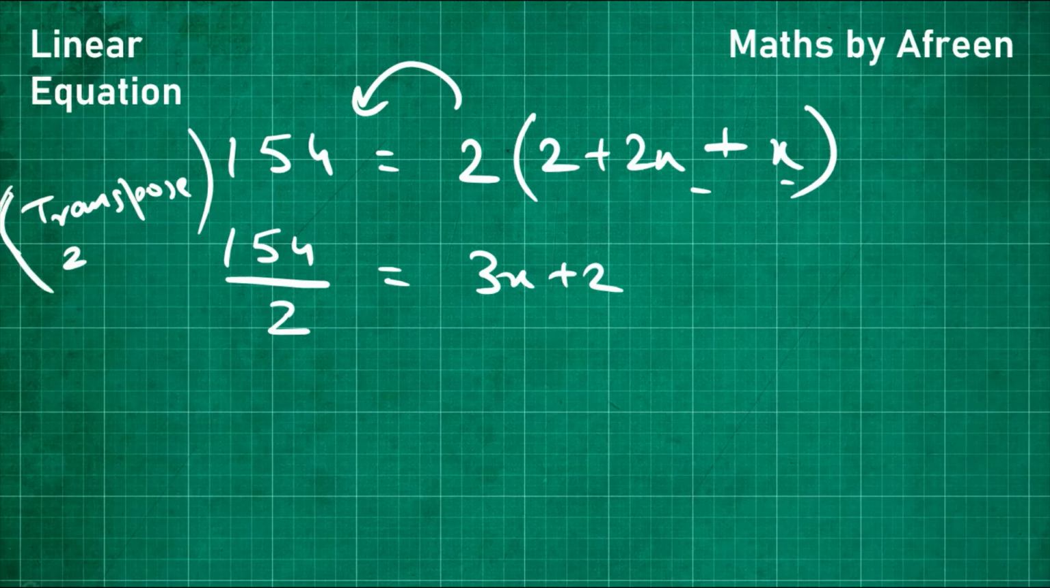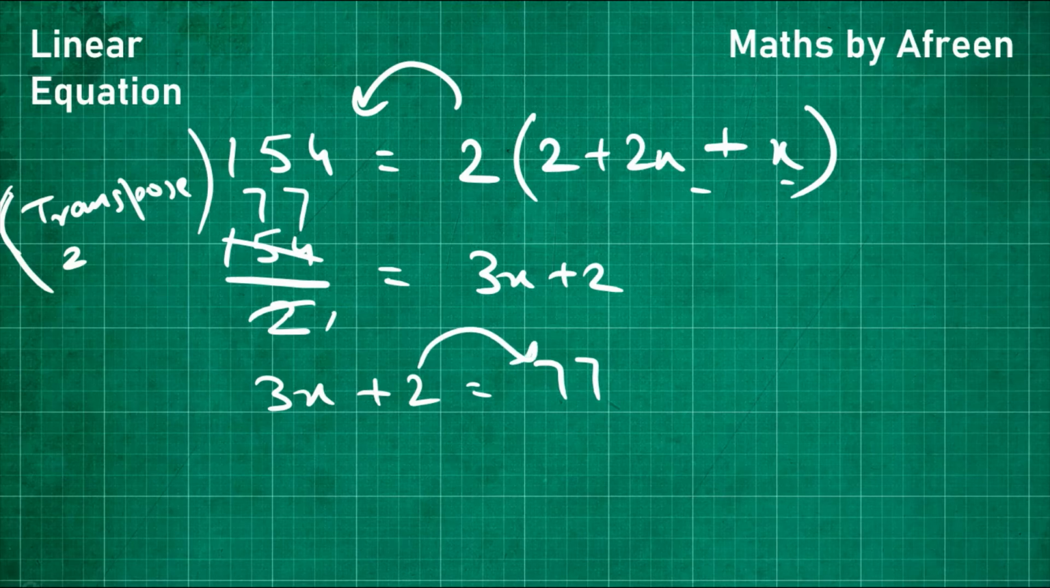So now we will cancel this 154 by 2. Upon cancelling, what we will get? 2 1s are 2, 2 7s are 14, and 2 7s are 14. We will get 77. That means 3x plus 2 equals to 77. Now transpose this 2 from left hand side to right hand side. 3x equals to 77 minus 2.